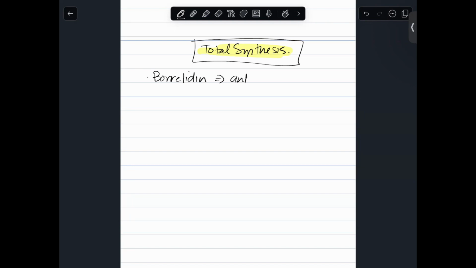Okay, so what I'd like to do now is introduce a total synthesis that highlights both Evans' oxazolidinone and Andy Meyer's methodology. And the total synthesis is that of Borrelidin, which is an antibiotic, and it was isolated from a strain of bacteria.